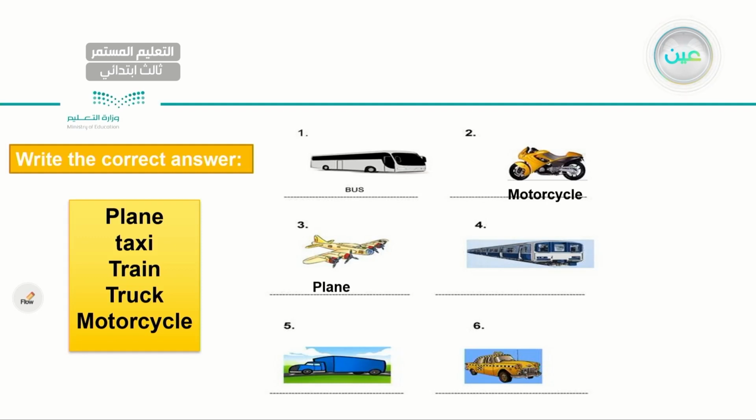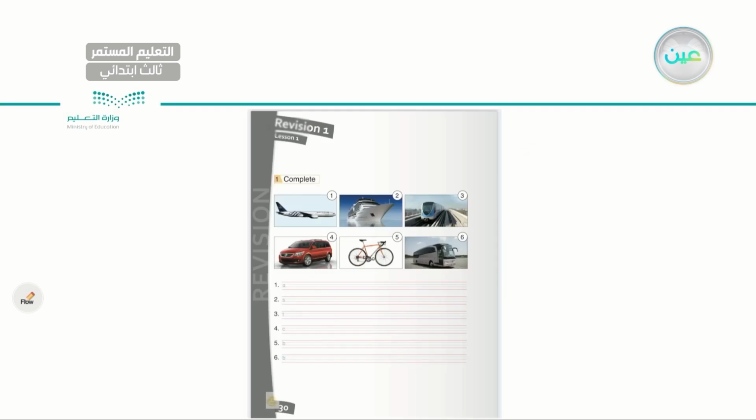What do we have here? I have a train. Very good. For number 5, I have a huge blue truck. And for the last picture, I have a yellow taxi. Very good. Let's read our answers. Bus, motorcycle, plane, train, truck, taxi. Very good. Excellent.